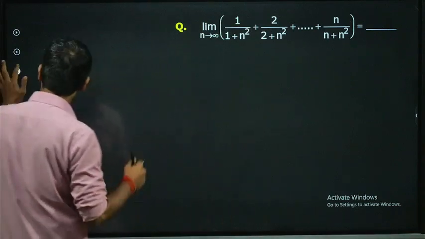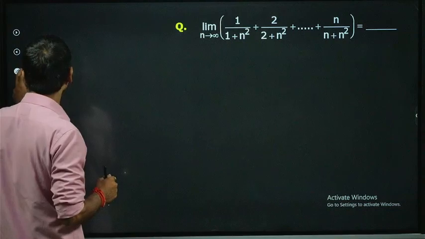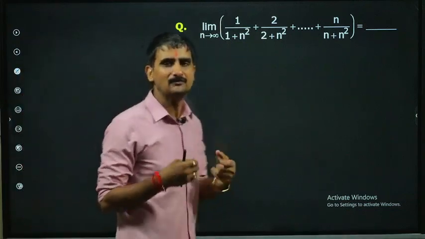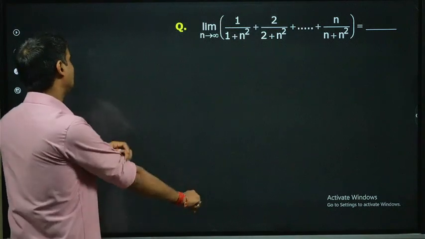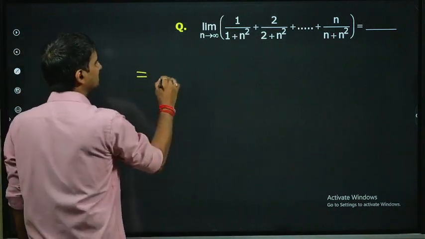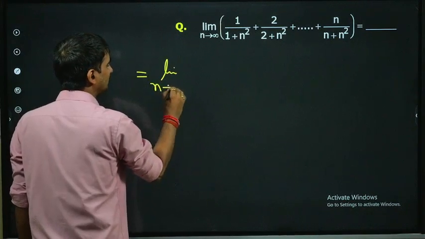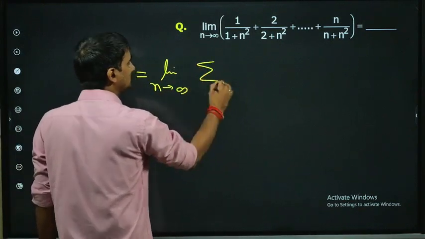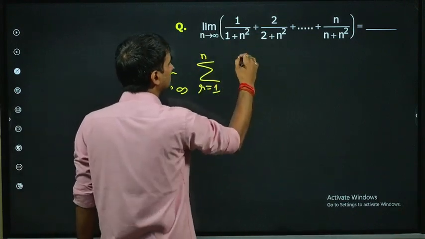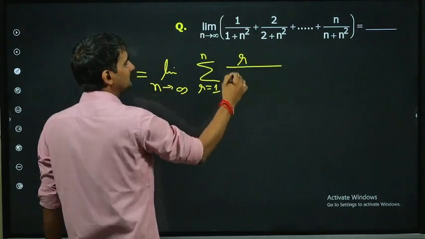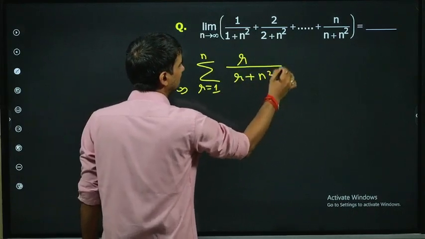But in any case, if you have a question of series, the first step according to me, and by now all must be knowing it, is to write the general term. So let's write it in summation form. Limit as n approaches infinity, summation as r goes from 1 to n, in numerator it is r cubed, and in denominator it is r plus n square.